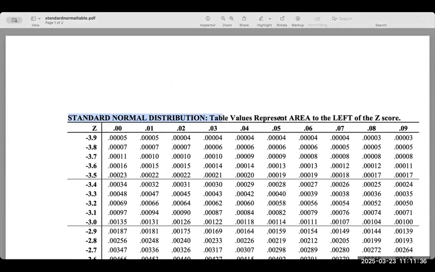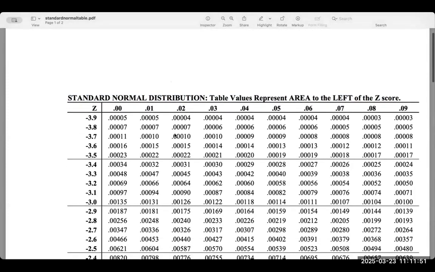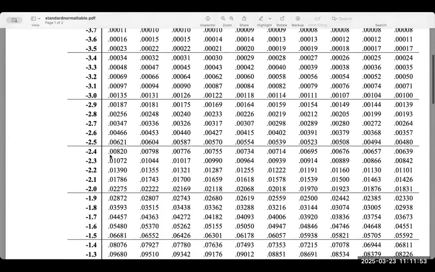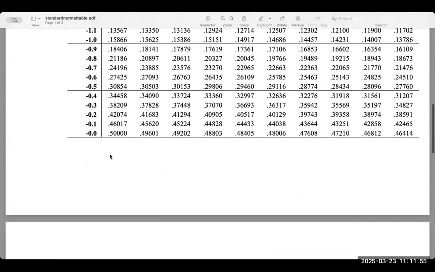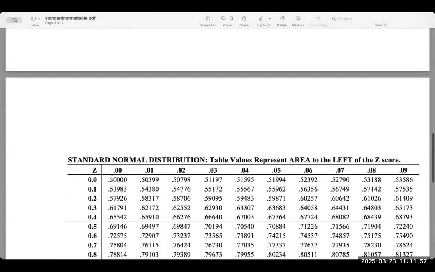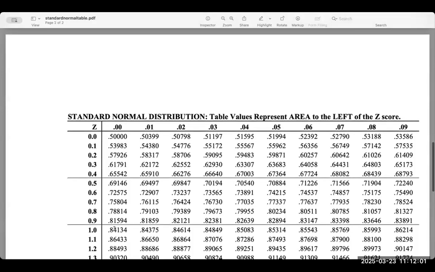So this table says standard normal distribution. Table values represent the area to the left of the z-score, and we're going to look for 0.85. Remember that the z-score of 0 is where 50% is to the left of the z-score, so it's going to be bigger than 0. So we're going to ignore all these negatives and scroll down to 0, 0.5. Now let's search for 0.85. So here's 0.84 and this is 0.86, so it's somewhere in between.